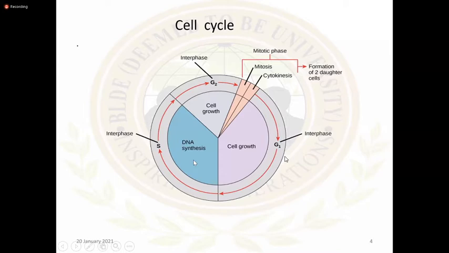Here you need to remember, if the cell enters the synthetic phase, it has to divide. Okay, it has to divide. So only those cells which are destined to divide enter the synthetic phase. Then you have the gap 2 phase of interphase. Then it enters the mitotic phase. Here we'll study in detail the mitotic phase.